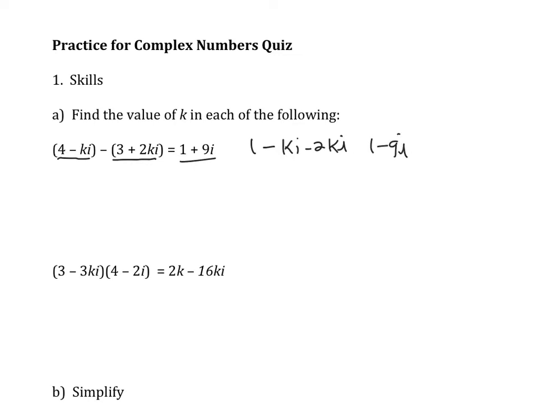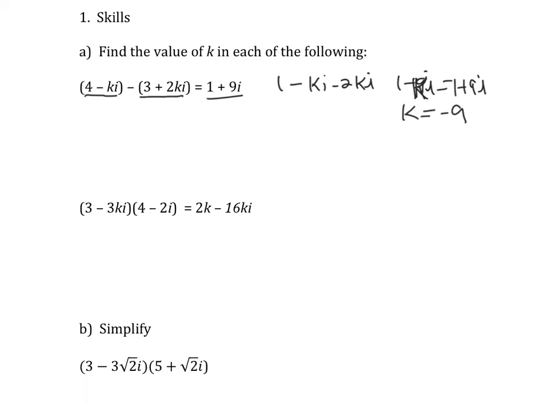And that has to equal on the other side of the equation, 1 minus ki, excuse me, 1 plus 9i, which means that k has to equal negative 9.